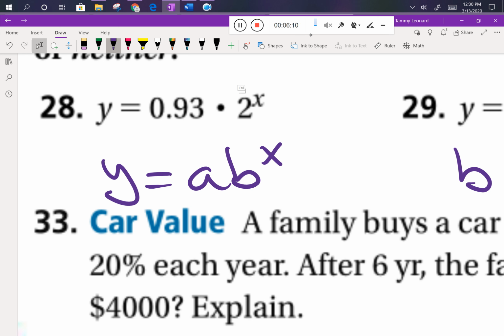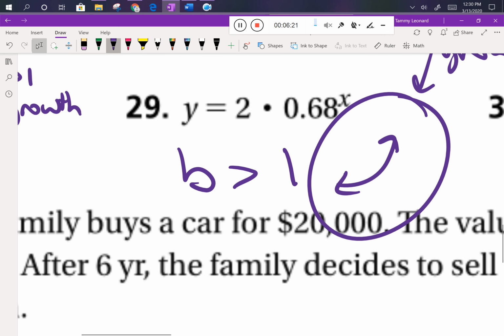So as you look at 28, which number is the b value? 2. Is 2 bigger than 1 or smaller than 1? So 2 is bigger than 1, so this must be growth, right? Okay. Look at number 29. What's the b value? 0.68. Is that bigger than 1 or smaller than 1? Smaller than 1. So this must be decay.